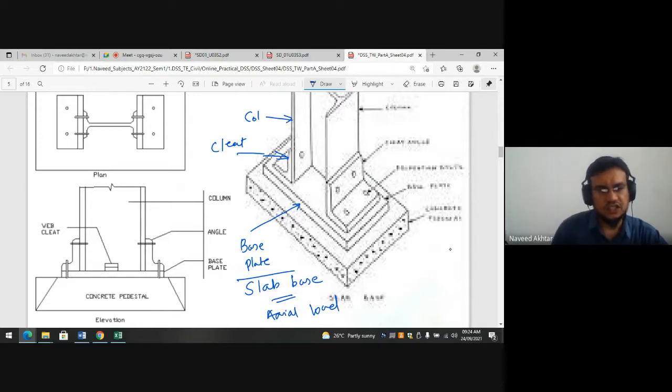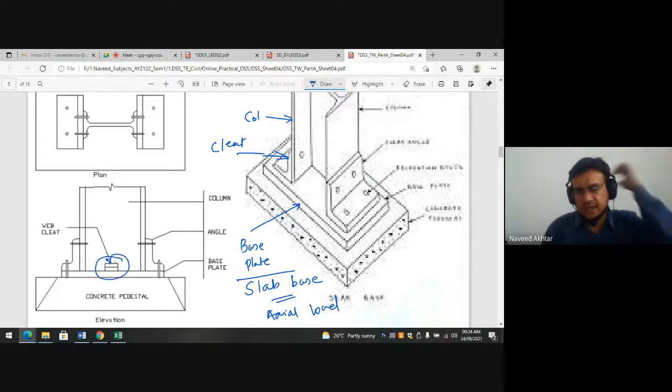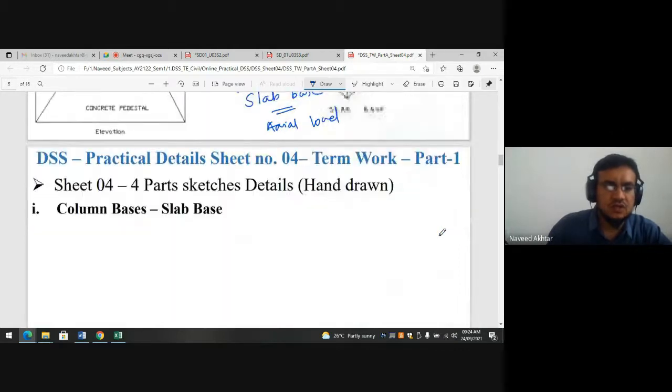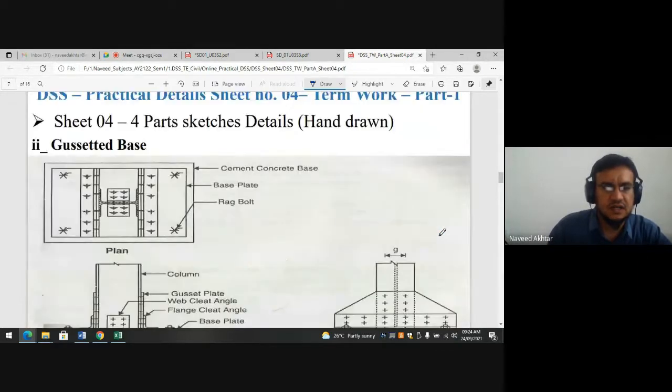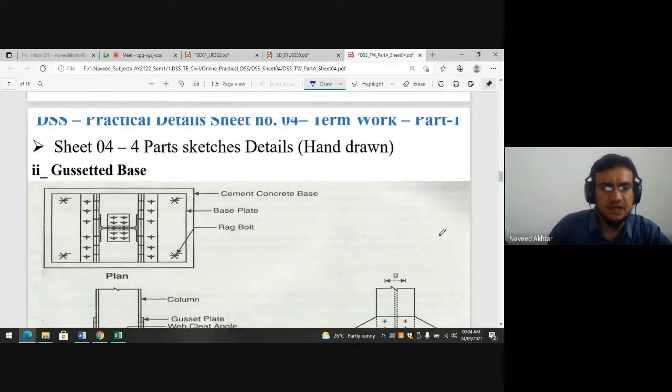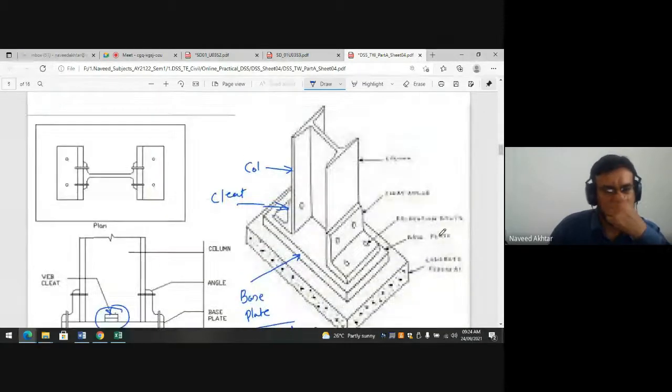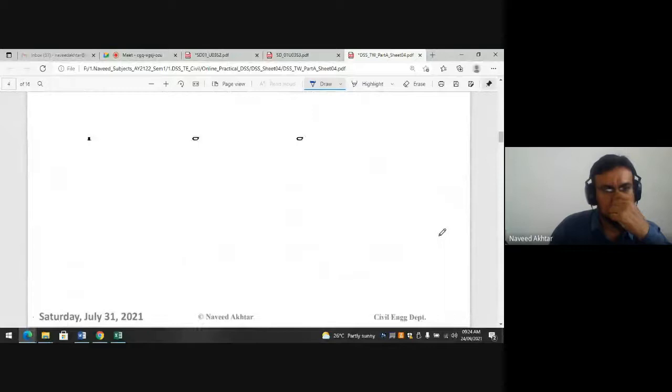This is the web plate, you can see in the figure. So these are the slab bases. Similarly, different figures are there, and for the slab base, you can search on the internet also.